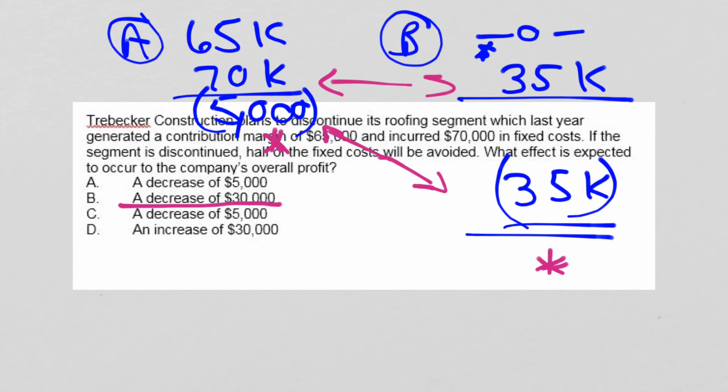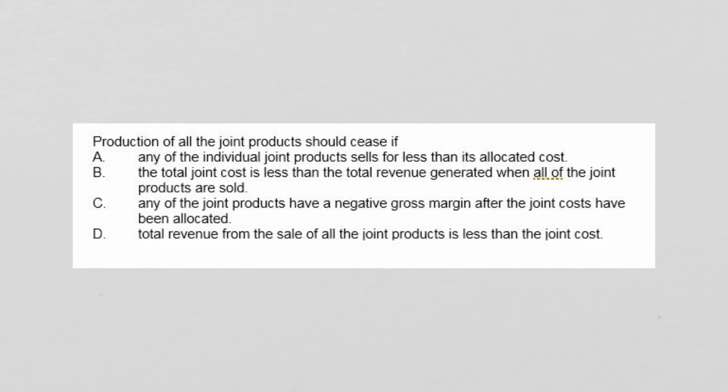We need to save more of the fixed overhead in order to justify getting rid of A, because again, A is contributing 65K positive to the bottom line, to the unavoidable costs. It's helping cover the fixed overhead. And so that becomes that answer. All right, let's see if we can do one more or two more. Let's see how we do.